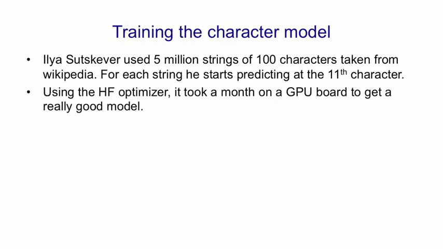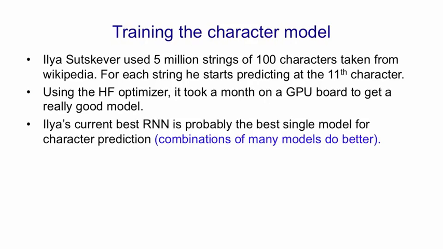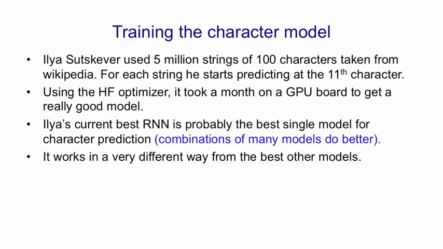He used the Hessian free optimizer, and it took about a month on a very fast GPU board to get a really good model. His current best recurrent neural network for character prediction is probably the best single model there is for predicting characters. You can do better than this model by combining many different models using a neural network to decide which one to use, but for a single model, Ilya's is as good as it gets. It works in a very different way from the best other models.